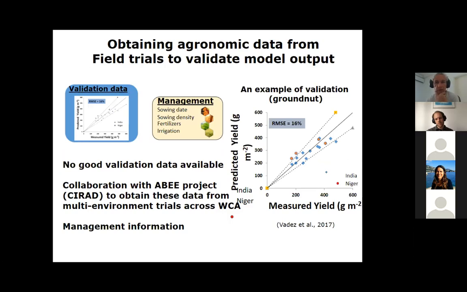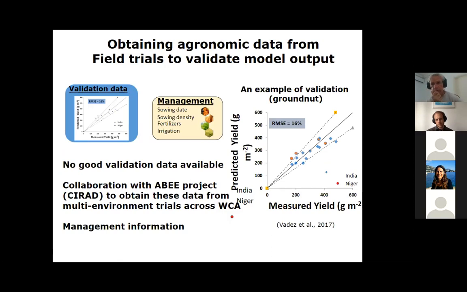We need to have agronomic data to validate the model output. Here on the left side of the slide, I'm showing what I mean by validation. That's something we do when we predict the yield across a bunch of trials. Each of those data points is an individual trial, and here we measured yield in different trials done in different countries. That's the case of peanuts, and we predicted the yield with a model for peanuts.